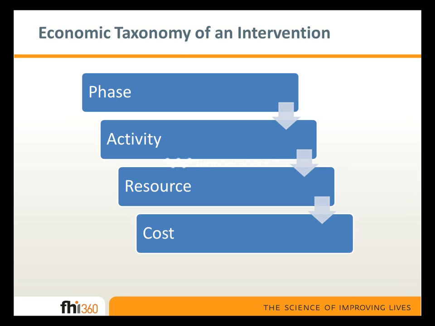Now each phase includes a set of activities. For example, in the planning phase, we would have planning meetings, and in the preparing for service delivery phase, we often have workshops and trainings. And then activities, in order to carry them out, require resources, and those resources have costs. So this is a useful way to classify intervention elements.